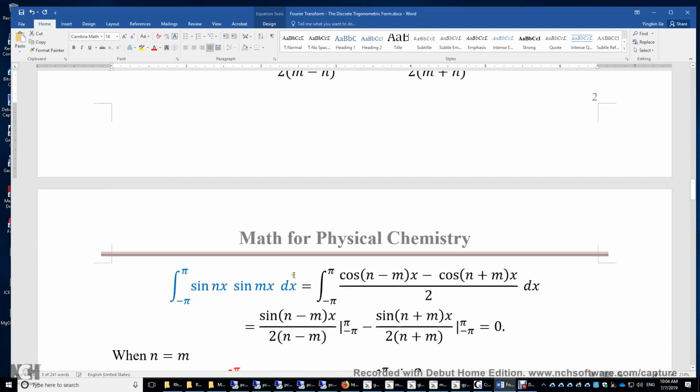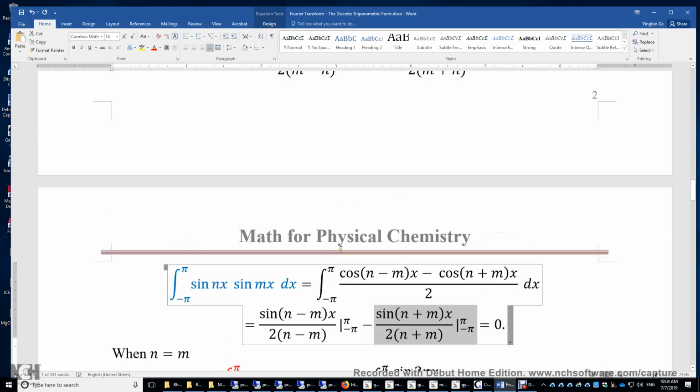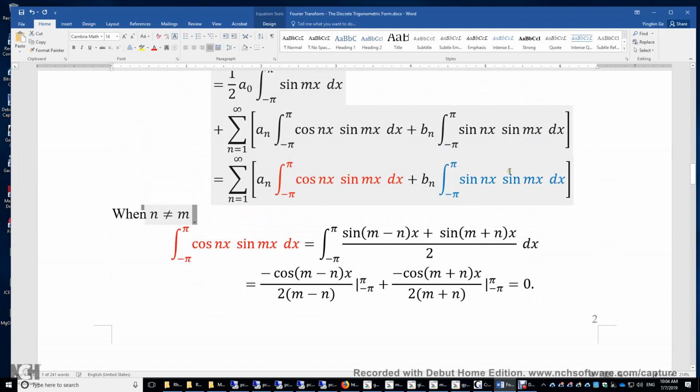Again, if n is different from m, the product of two sine functions is this cosine function minus this cosine function. And then we integrate these two cosine functions, we get sine functions. And sine functions are zeros when you're taking the sine functions of an integer multiple of pi or negative pi. Therefore, this is 0 minus 0. This part is 0 minus 0. Well, you get 0. Therefore, we eliminated all other terms except when n is equal to m.